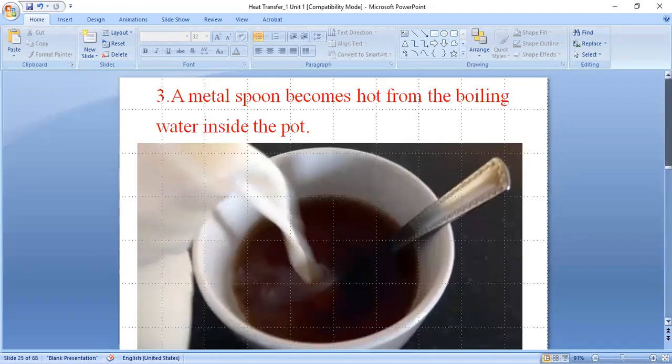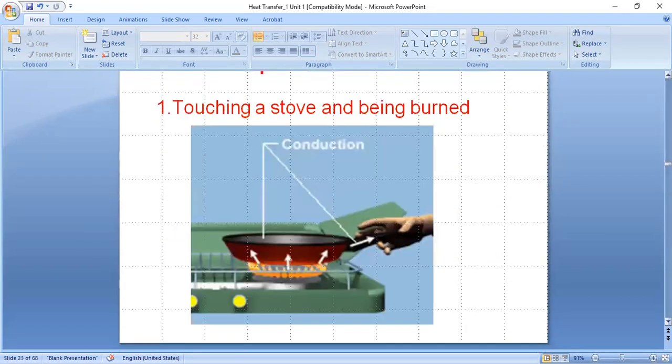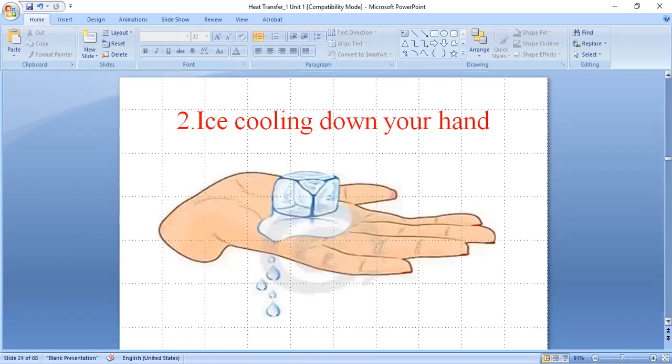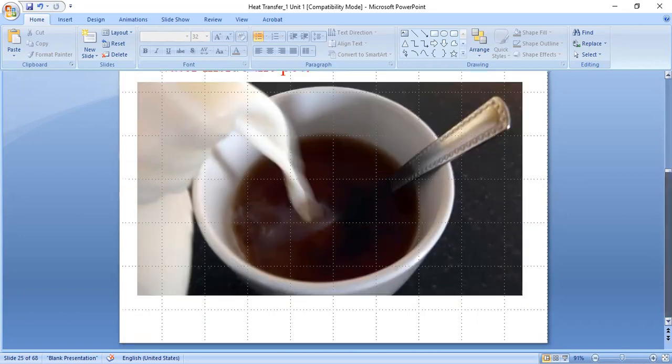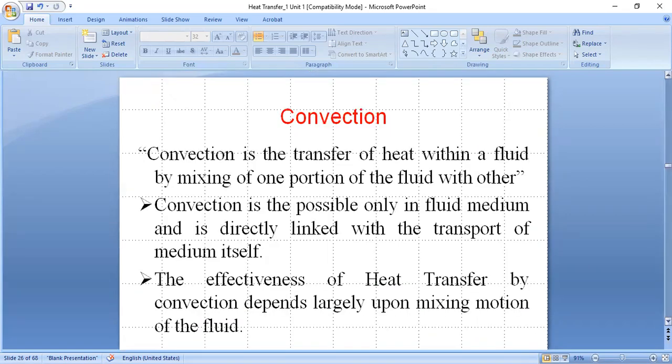See, there are three examples for conduction: touching a stove and being burned, ice cooling down your hand, and a metal spoon becoming hot from the boiling water inside the pot. These three are modes of conduction, and there is one more example: ironing, pressing your cloth. Just take the cloth and iron it. That is also the mode of conduction. So there are four examples for conduction.